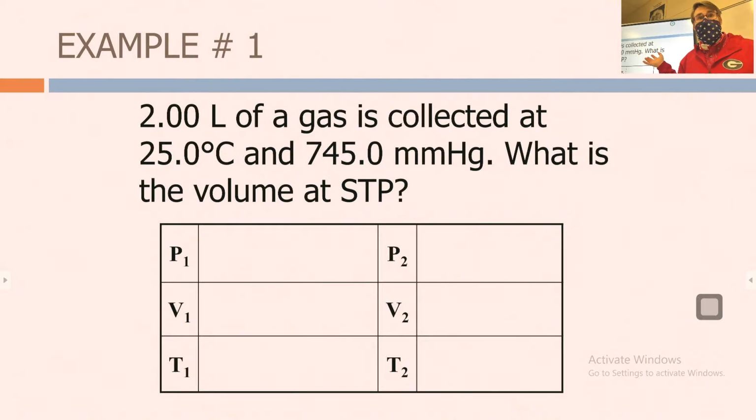Questions? All right. What does STP mean? What does that mean for temperature? Standard temperature is 273 Kelvin. That would be T2. The volume at STP is V2, and the temperature and pressure with V2 would be T2 and P2. So when it says STP, the phrase loads in the value for the standard temperature and the value for the standard pressure. Are you there?